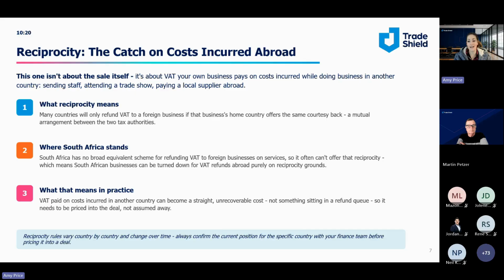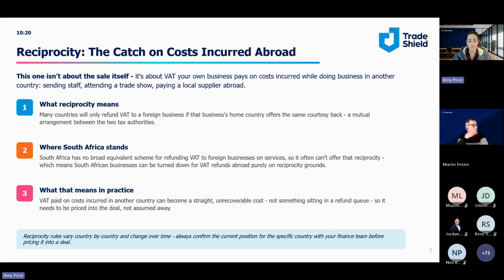And the part that really matters to us specifically in South Africa is that South Africa doesn't have a broad scheme of its own when it comes to refunding VAT to foreign businesses and services, which means that when other countries check whether or not they owe South Africa the same courtesy, quite often the answer is no. We do not have a huge reciprocity with other countries, unfortunately, even on the African continent. And so South African businesses can be turned down for a VAT refund abroad purely on reciprocity grounds, even if the other boxes are ticked. So you need to know what the rules of that country are as well.